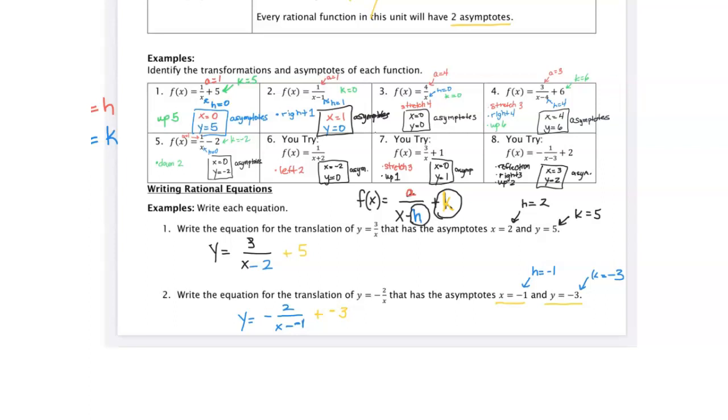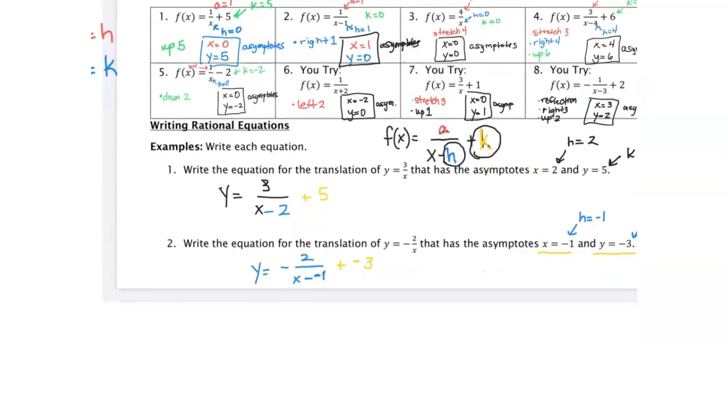Let's do some simplifying there. So that minus the negative at the bottom would give us a negative 2 over x plus 1. And then when you're adding this negative, that's the same as just subtracting 3. So this is our equation. Y equals negative 2 over x plus 1 minus 3.